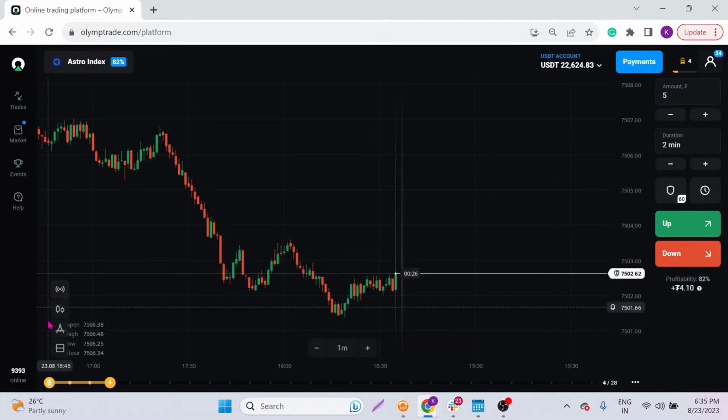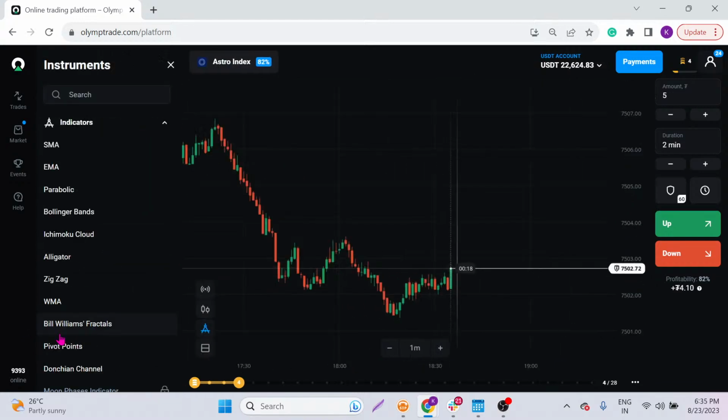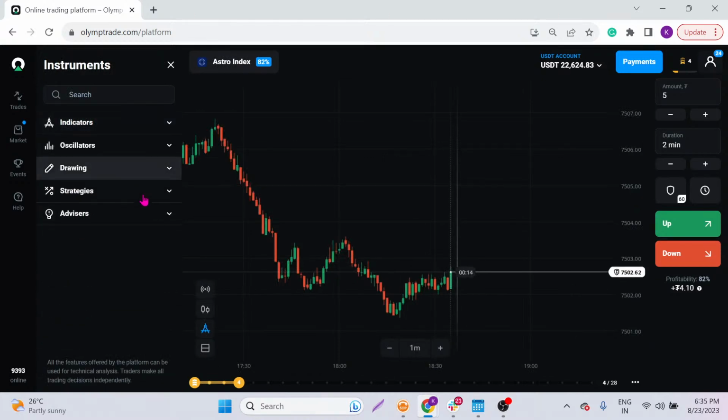Here is the terminal part where you see the candlestick graph, and this capital A symbol is the technical analysis section. In this section, we see different strategies, indicators and oscillators, which are helpful for our trading.